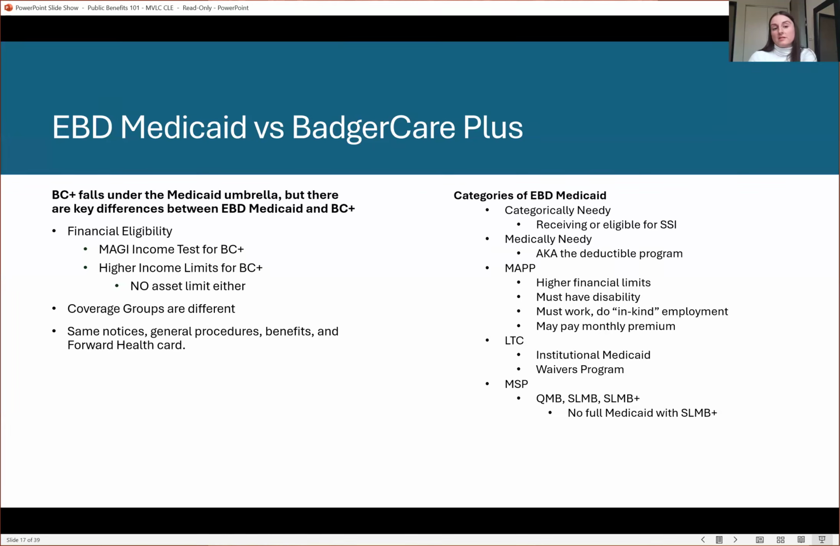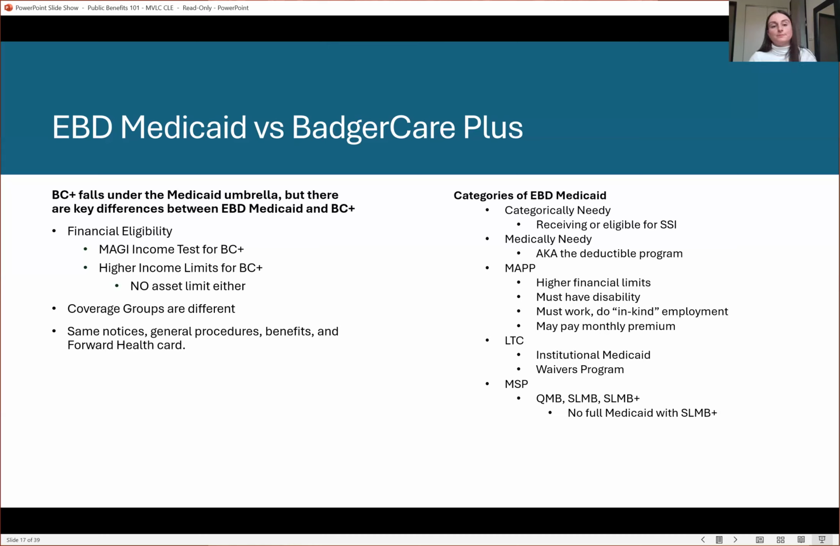Badger Care Plus uses the MAGI test, the Modified Adjusted Gross Income Test. It's based on tax rules, so not necessarily your physical household, but who you file with, and other tax-related rules. I put that there's higher income limits for Badger Care Plus, and that's not necessarily true for all groups. There are higher income limits for children, and they are marginally higher than the categorically needy type Medicaid group that we'll talk about in a second, but they're not much higher. The biggest financial difference is that there's no asset requirement for Badger Care Plus, and there is for EBD Medicaid and Medicaid in general.